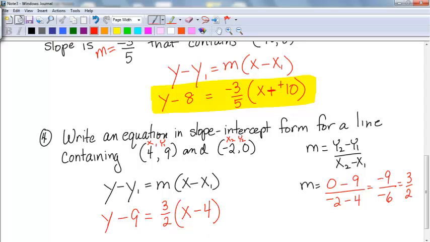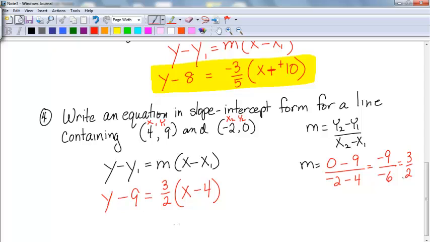Now, that's actually an equation of a line, but it's in the wrong form. Slope-intercept form is y equals mx plus b. So you've got to simplify this. Now, there's a method to this. I can get rid of that fraction, okay?